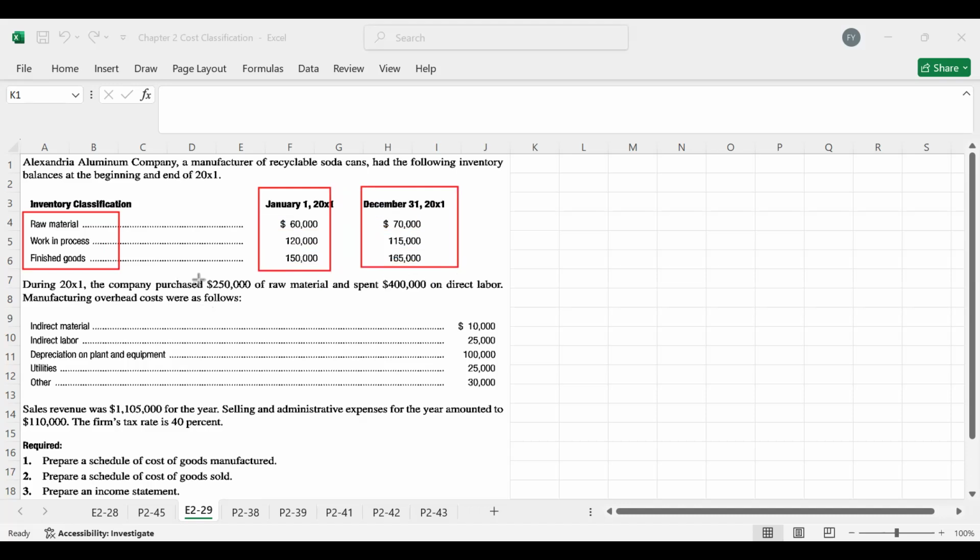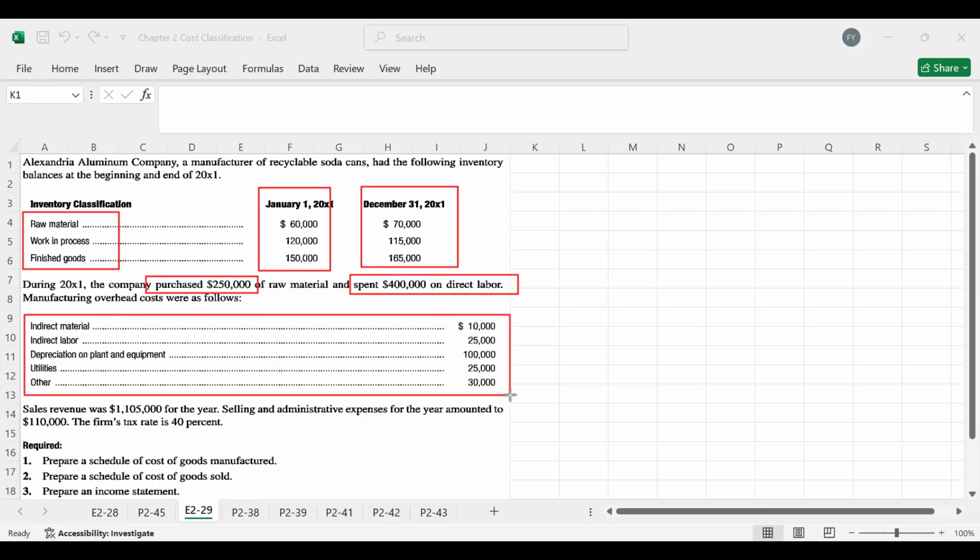Then the company purchases. Total purchases of raw material are given, and the total amount of direct labor is also given. Then manufacturing overhead cost is given. You can see that indirect material, indirect labor, depreciation, utilities are all manufacturing overhead. These costs are given. Then sales is given, selling and admin is given, and the income tax rate is given.